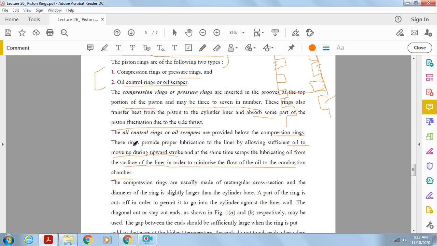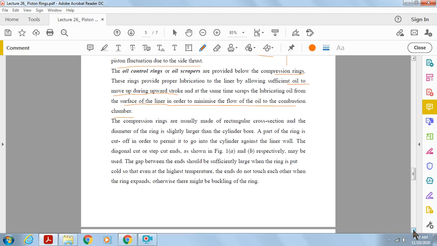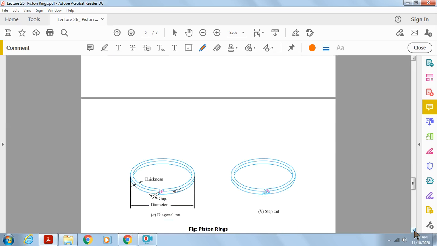Okay, the compression rings are usually made of rectangular cross section, and the diameter of the ring is slightly larger than the cylinder bore. Okay, a part of the ring is cut off in order to permit it to go into the cylinder against the liner wall. The diagonal cut or step cut ends as shown in figure 1a and 1b respectively.